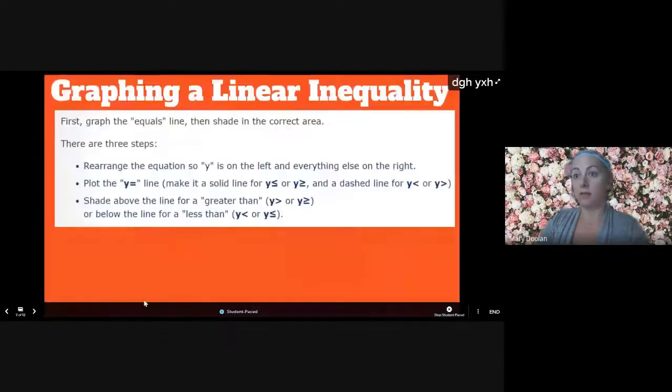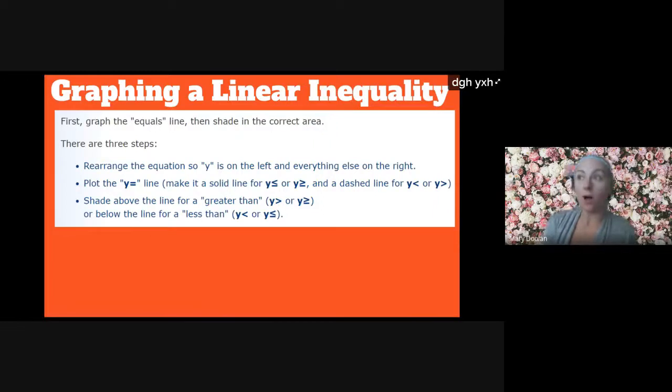All right. So we looked at some multiple choice problems, figuring that out. And now I'm going to show you the steps. If you are graphing a linear inequality, these are the steps that you're going to do. First, graph the equal line. Imagine that you don't have that inequality symbol, that it's just an equal sign. So you're going to graph that line and then shade in the correct area.